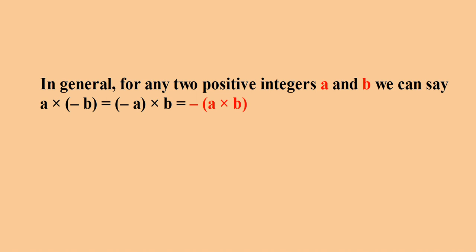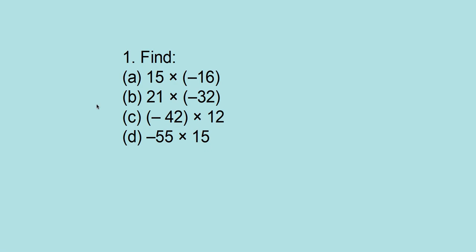Can you do some multiplication? Find out 15 into negative 16. How will you do it? You multiply 15 and 16, then put a negative sign. Then you will get the answer. So find out 21 into negative 32, negative 42 into 12, and negative 55 into 50.